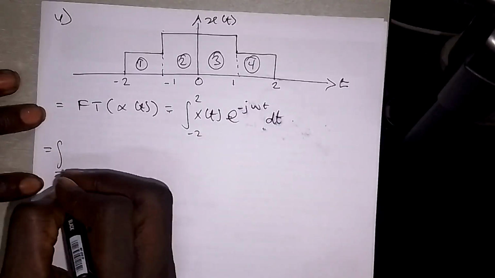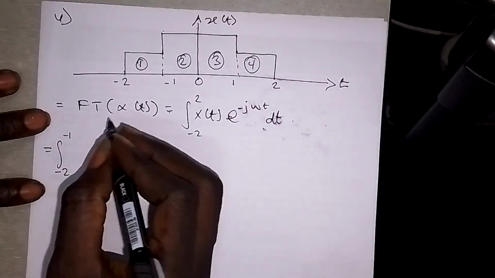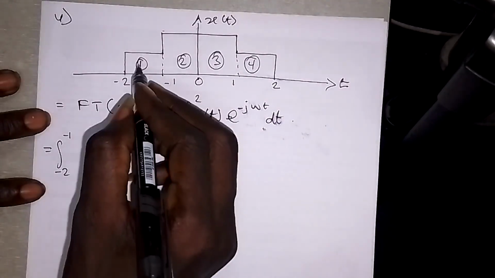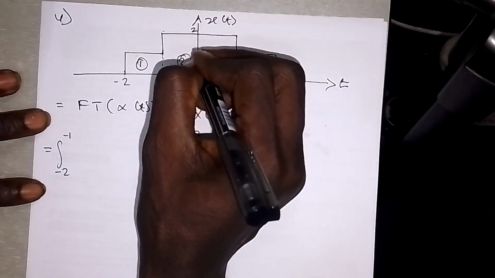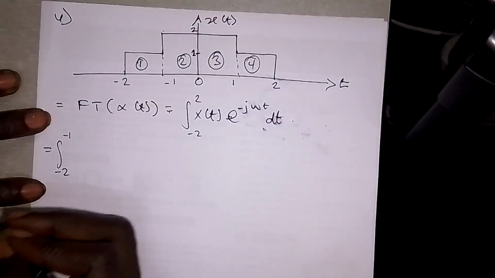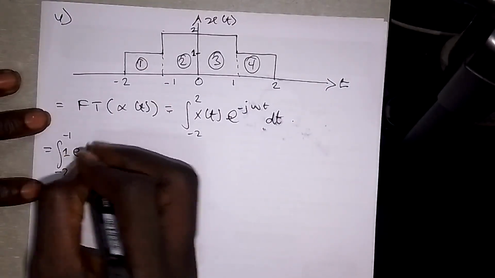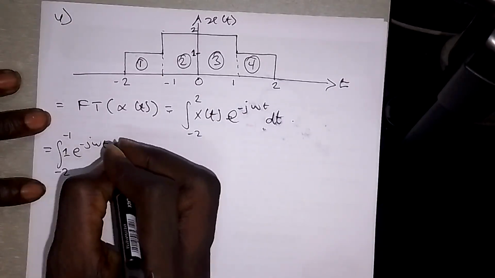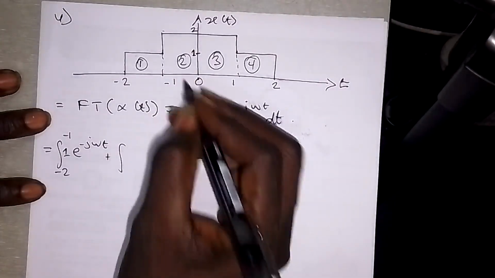I'll have -2 to -1. At that place, what will be my x of t there? It is 1, because this place is 2, and this place is 1. So I'll just have 1 times e exponent minus j omega t.